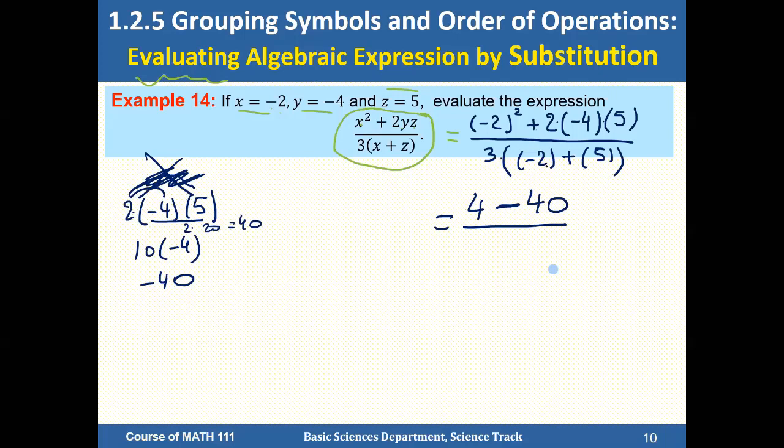Here we have parentheses, and first we start with the parentheses. I have minus 2 plus 5, which is 3. So 2 minus 3. Then in the numerator I have 4 minus 40, which is minus 36, and 3 times 3 over 9, and we can simplify this to give us minus 4. So to evaluate, just replace each variable by its value and then use the order of operations to simplify and get the final result. Agreed?